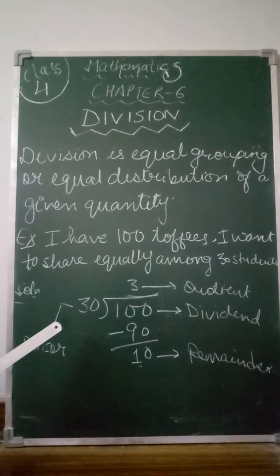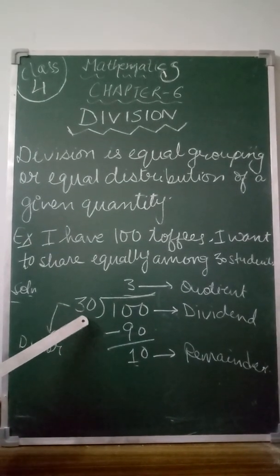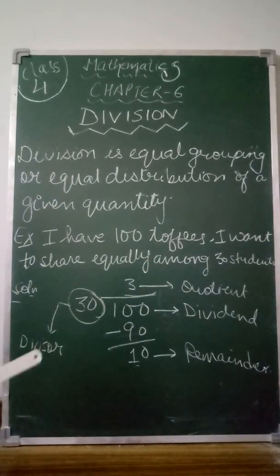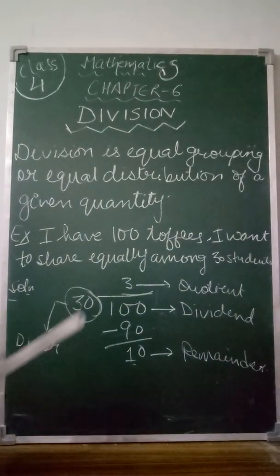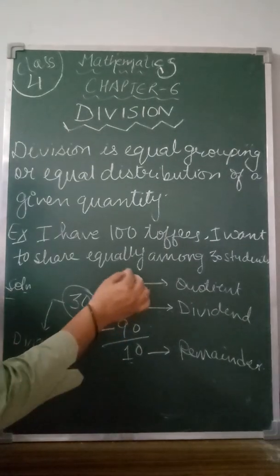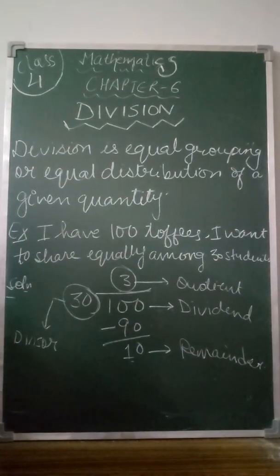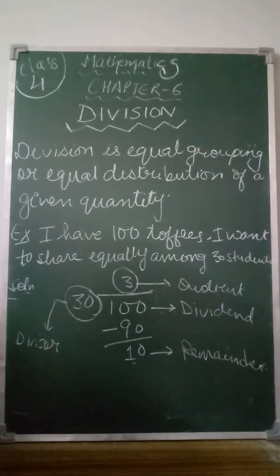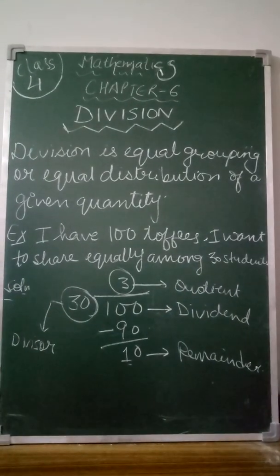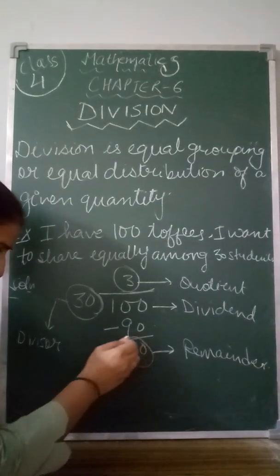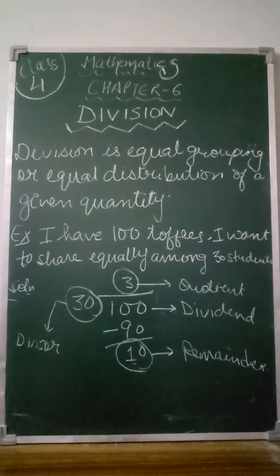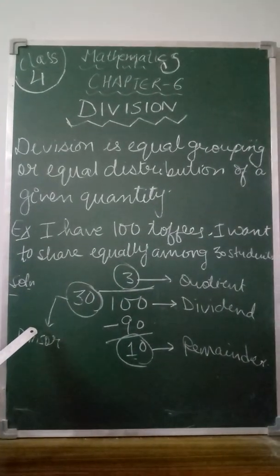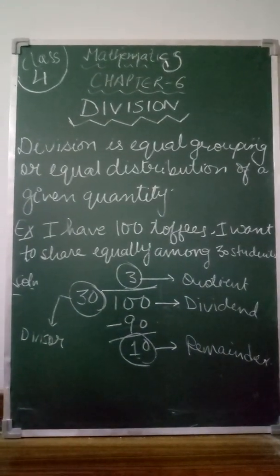The number by which we divide is called the divisor. The answer in division is called the quotient. And what is the remaining number? Here 10 is the remaining number, and this remaining number becomes the remainder. So these are the 4 important terms that are used in division.